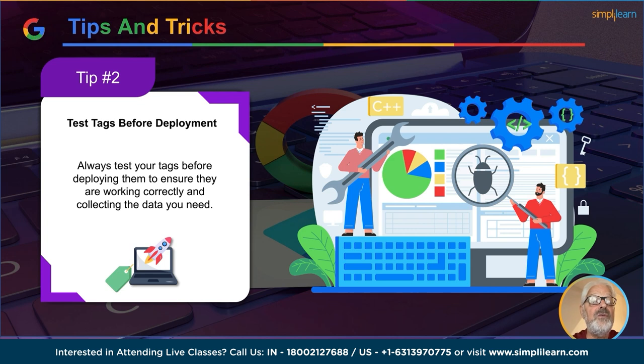Second tip I can give you is to make sure that you test your tags before the deployment. One of the key features of GTM is the ability to test your tags before they go live. You can use the preview feature in GTM. It allows you to simulate a visitor's behavior on your website and see how tags will fire in real time. You could also use the debug mode to see more detailed information on how the tags are firing and any errors that may be occurring.